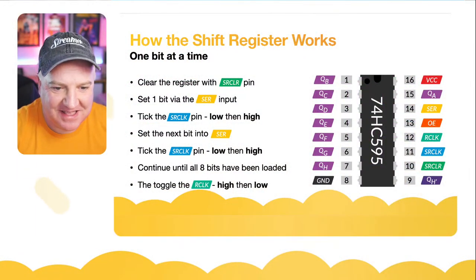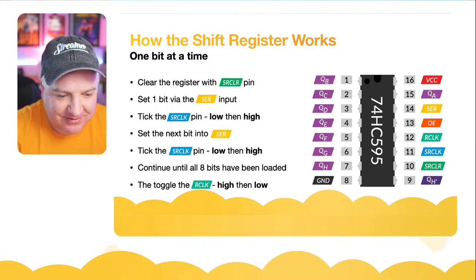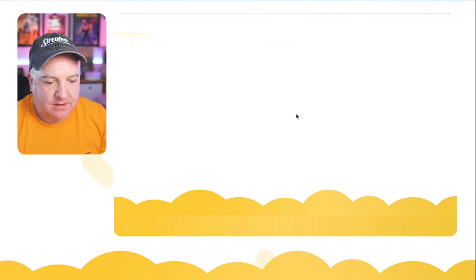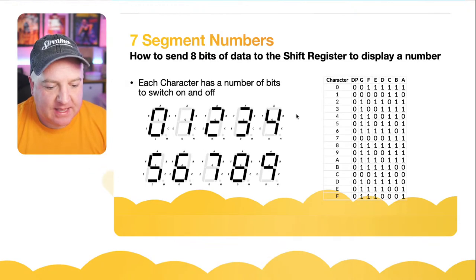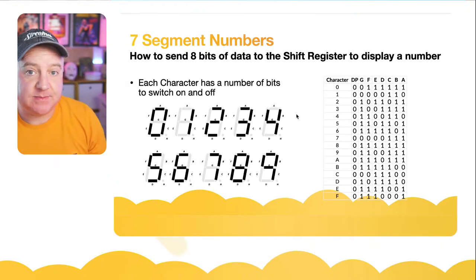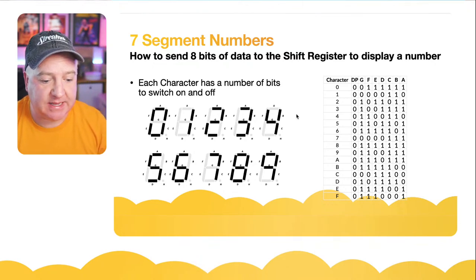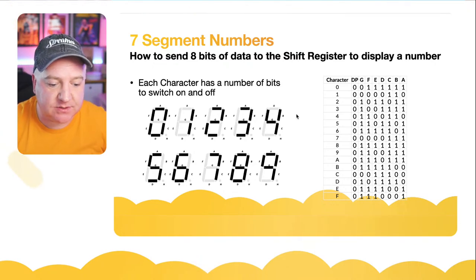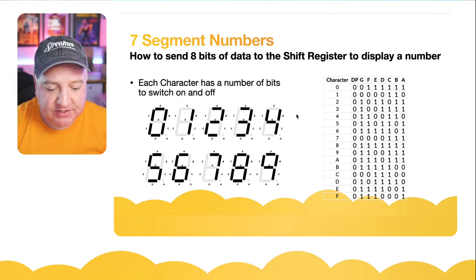Hopefully that made sense. Okay, so let's go to the next bit. How do we send this 8 bits of data to the shift register to display a number on our 7-segment display? You can see there that all 7 segments display 0, 1, 2, 3, 4, 5, 6, 7, 8, 9. You can also draw extra characters. I've added some extra ones there, A, B, C, D, E, F.